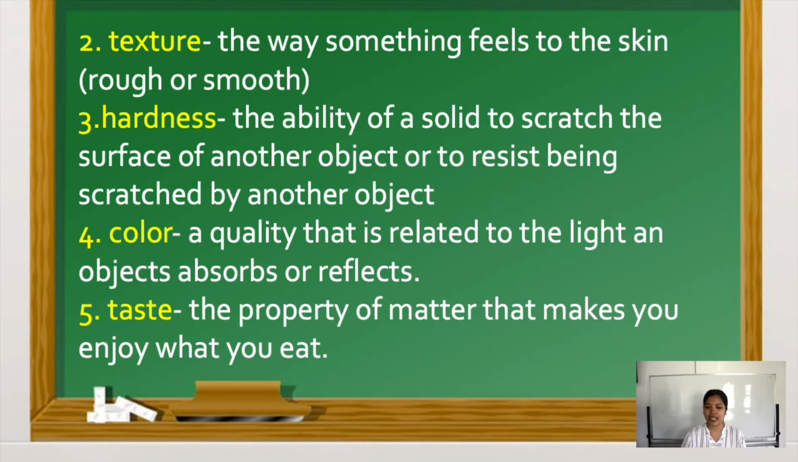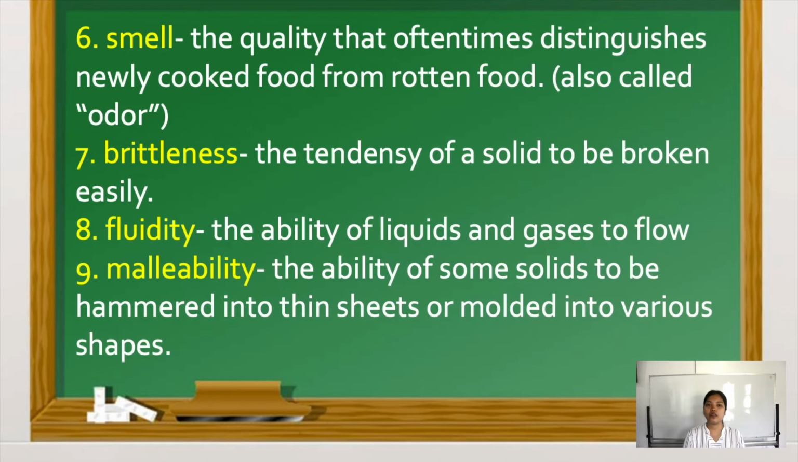Okay, number 5, taste. The property of matter that makes you enjoy what you eat. Some have a sweet taste, some a bitter taste, and some a sour taste. Next one, number 6 is smell, also known as odor. It is the quality that distinguishes newly cooked food from rotten food. Number 7 is brittleness, the tendency of a solid to be easily broken. Number 8, fluidity, the ability of liquids and gases to flow.